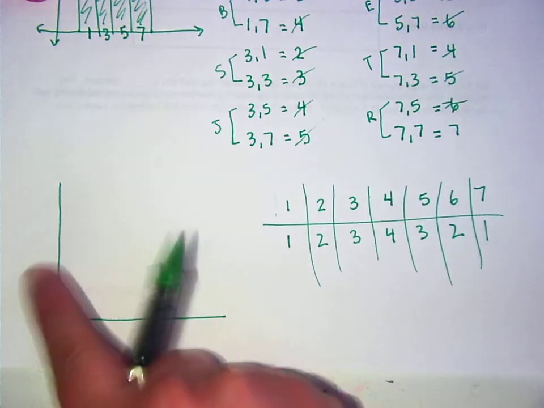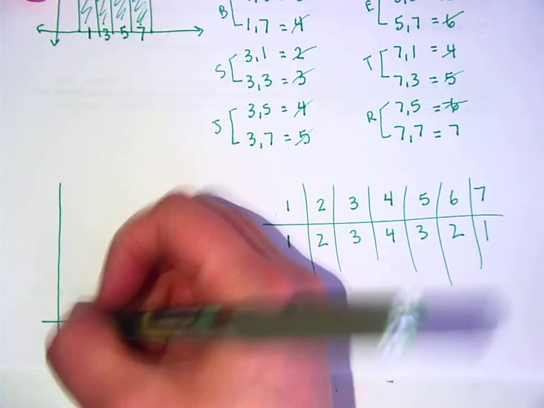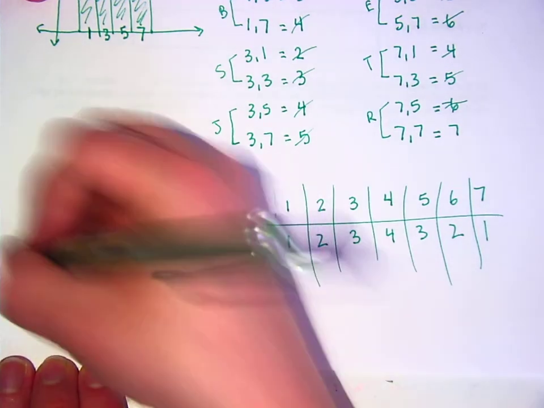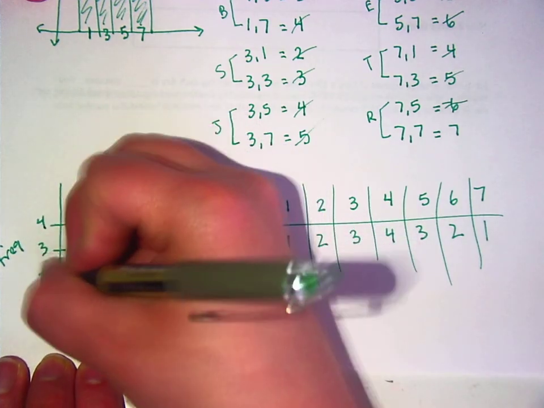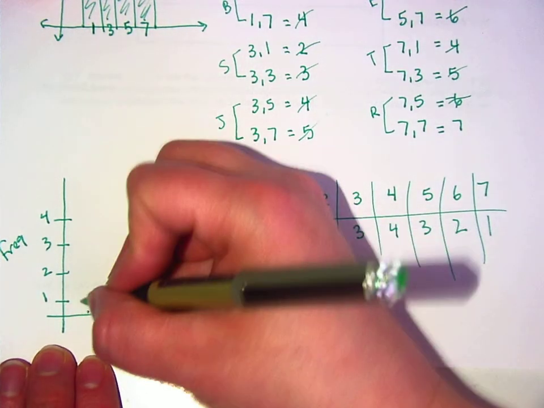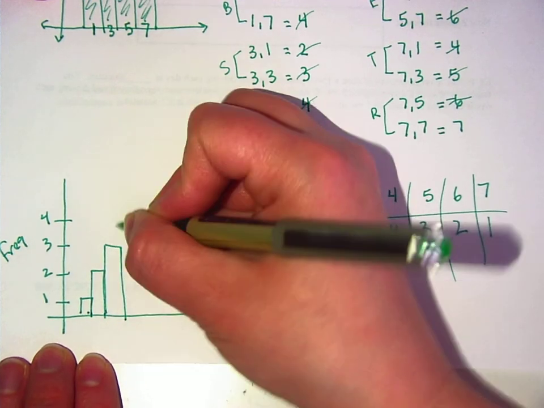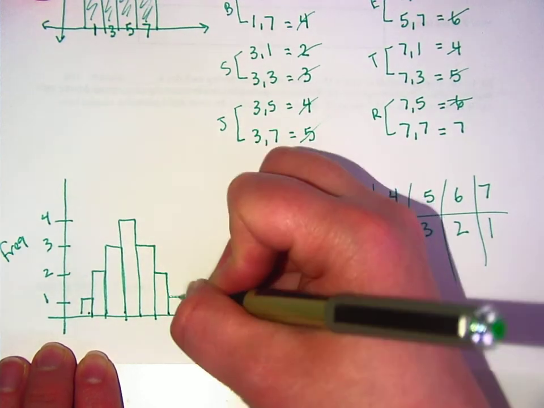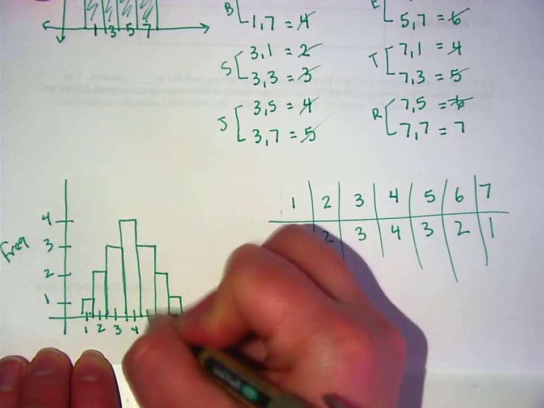I could do this with a regular frequency histogram or a relative frequency histogram. Let's just do a regular frequency one. So let's see. I'm going to go between. We'll do frequency over here. 1, 2, 3, 4. Down here, I'll have my answers. So my first bar is going to go to 1, and then 2, and 3, 4, 3, 2, 1. And this one was 1, this was 2, 3, 4.